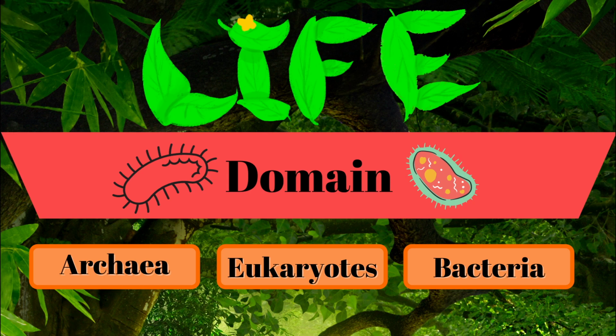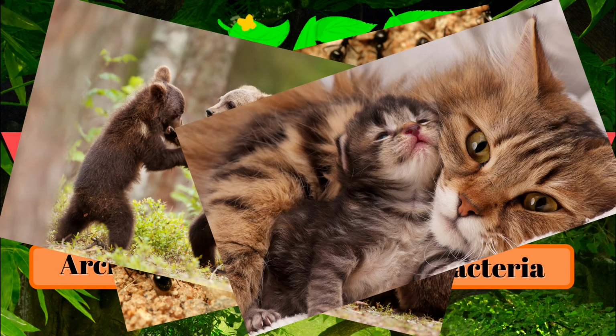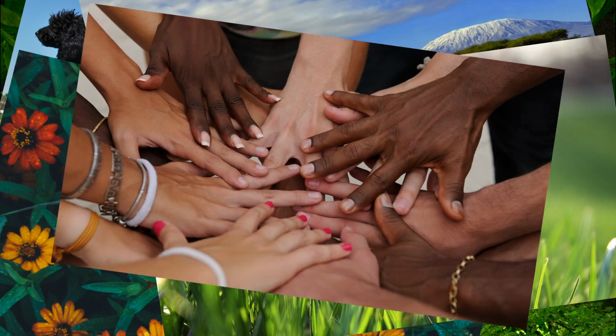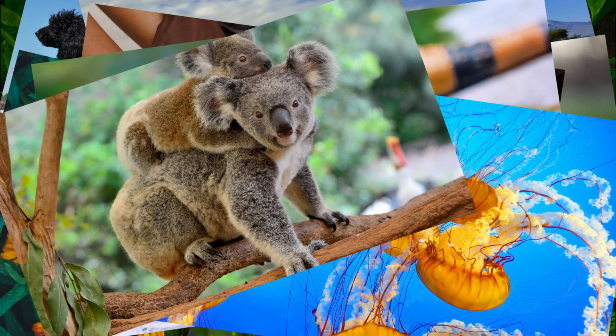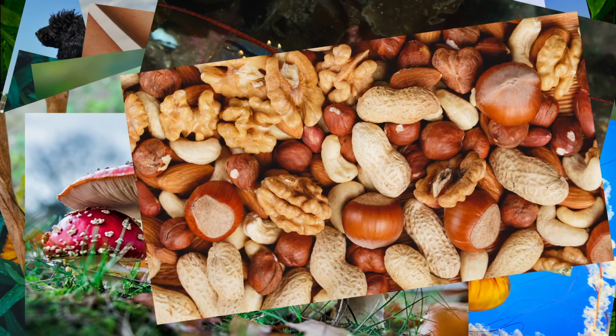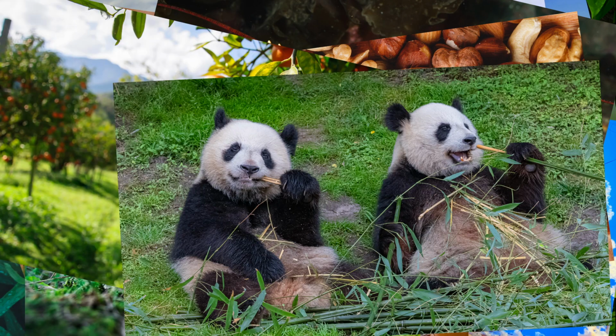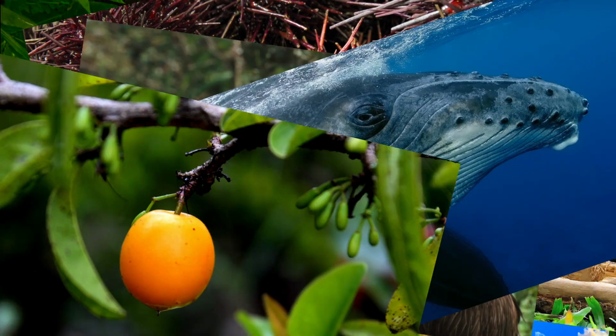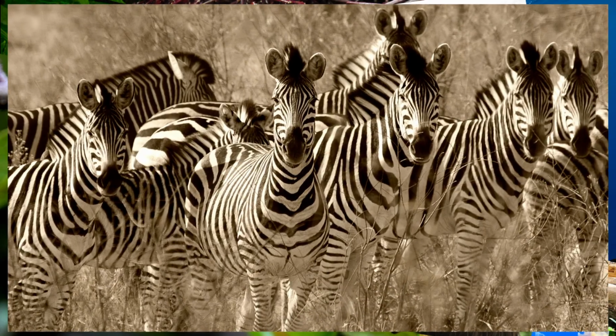Some notable eukaryotes you might have heard of include ants, bears, cats, dogs, elephants, flowers, grass, humans, iguanas, jellyfish, koalas, lobsters, mushrooms, nuts, oranges, pandas, Queen Elizabeth II, rabbits, snakes, trees, urchins, vultures, whales, xymenia, yaks, and zebras, to name but a few.